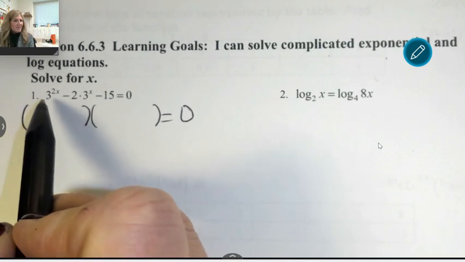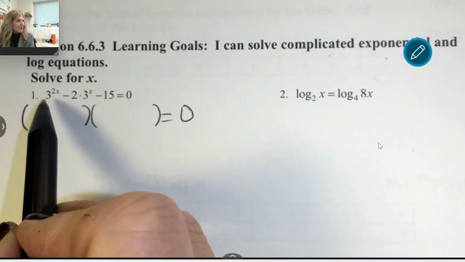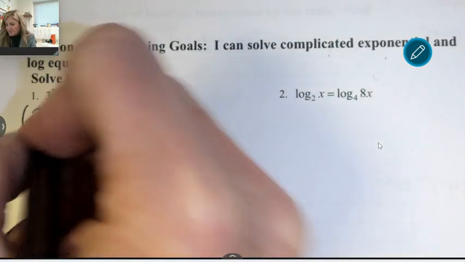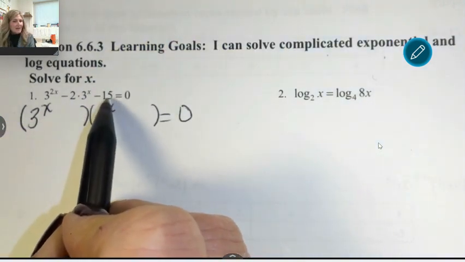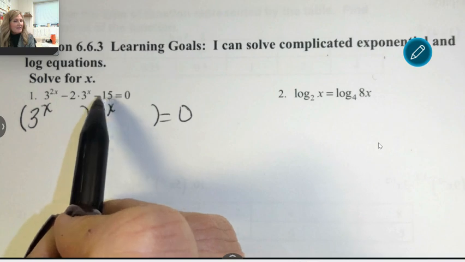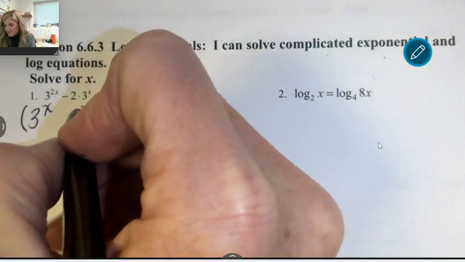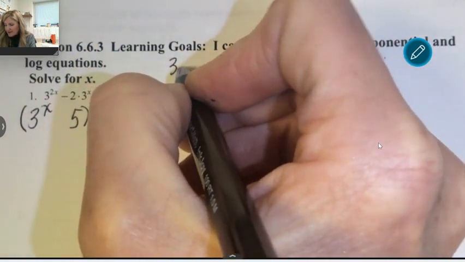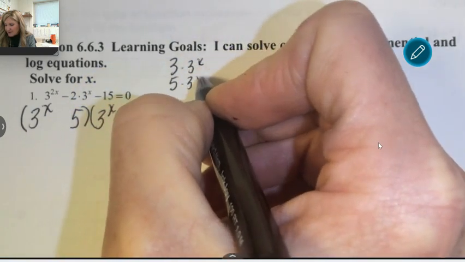So we had to factor this, and we have 3 to the 2x. Do you remember how we get 3 to the 2x? Correct. Then we have to look here, and we have to think, what are numbers that multiply to be 15 and subtract to be 2? What were those numbers? And I wanted to get, when I multiply those two, I get 3 times 3 to the x. These two, I get 5 times 3 to the x.